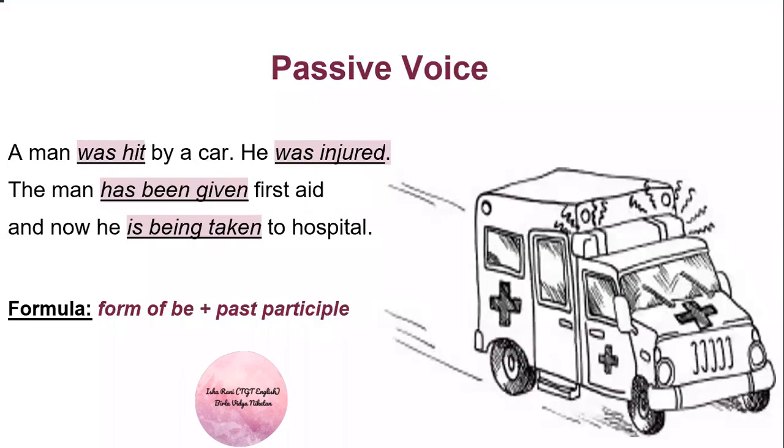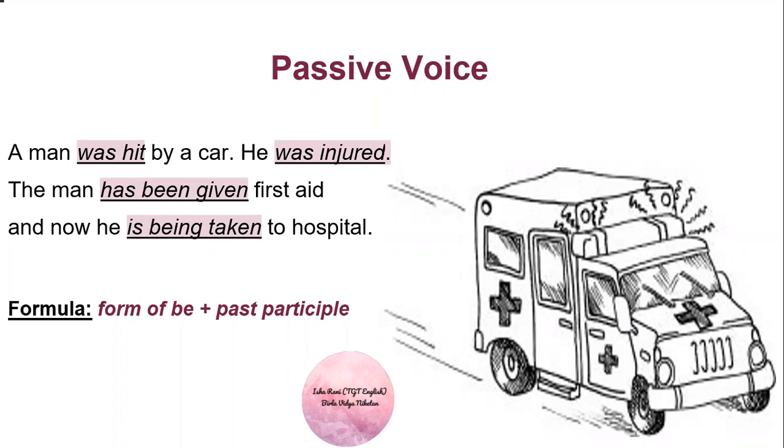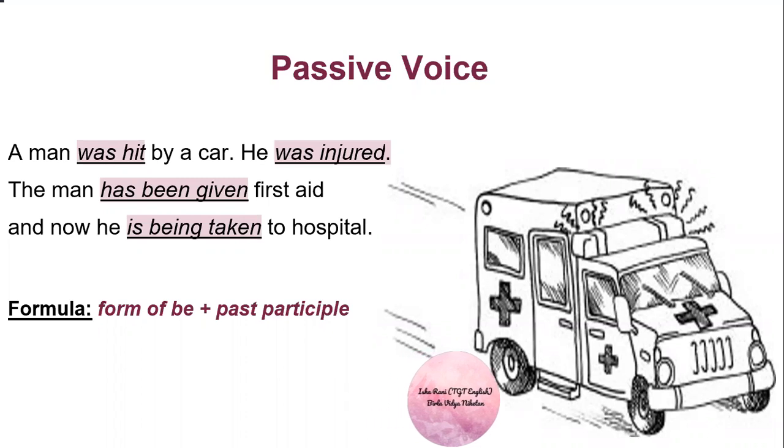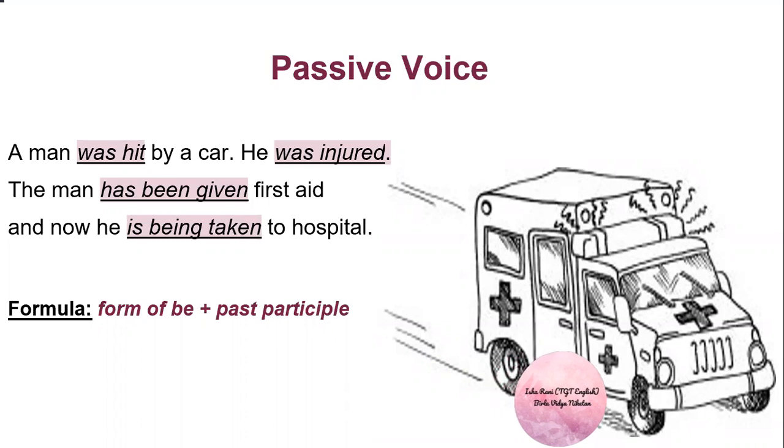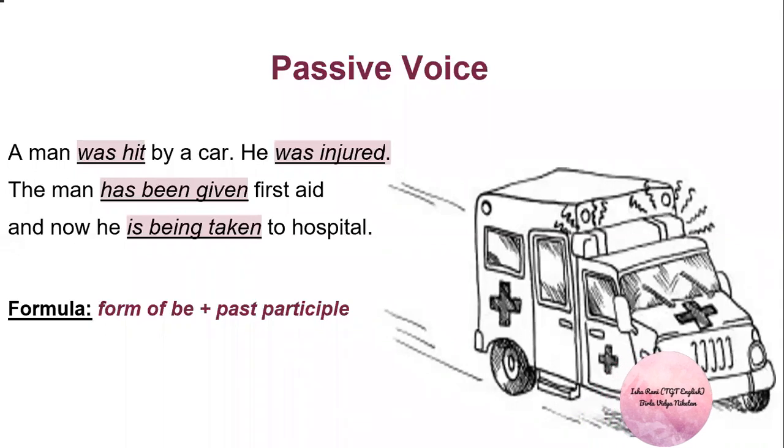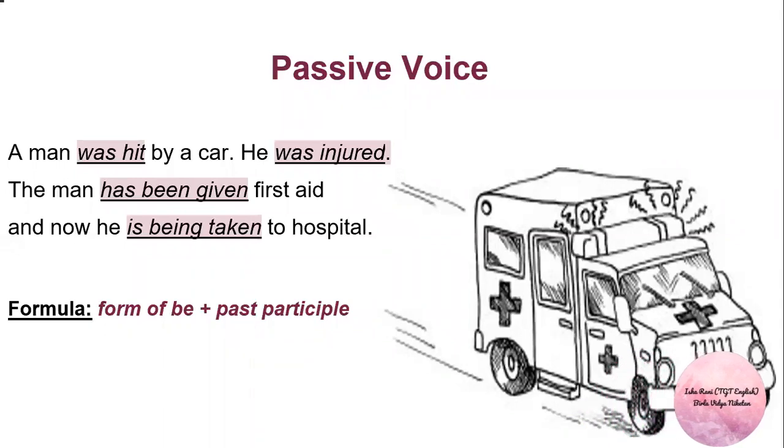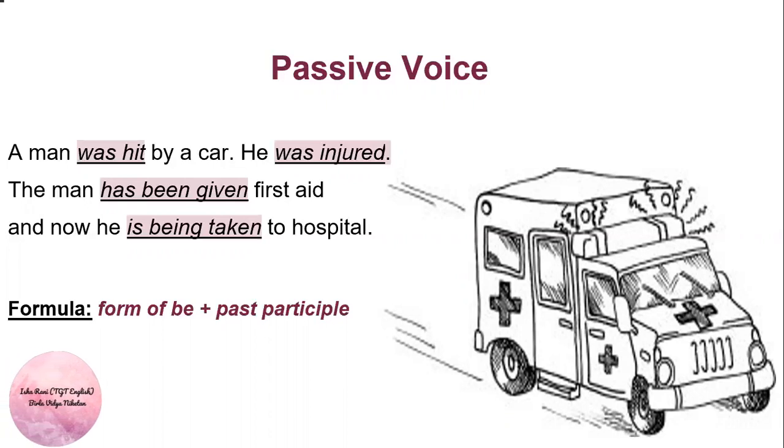Now, look at this example on your screens. All the verbs in italic, underlined and highlighted, are your passive verbs. Notice the formula they use. Form of be plus past participle or third form of the verb. Was, has been, is being are all forms of be. And hit, injured, given, taken are all the third forms or past participles of the base verbs hit, injure, give, take, respectively.